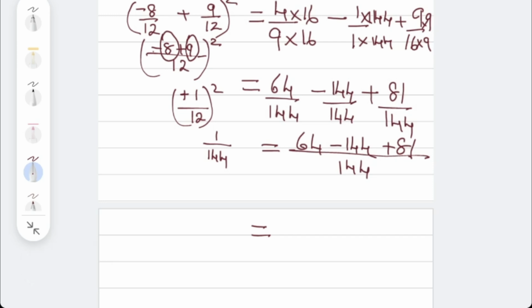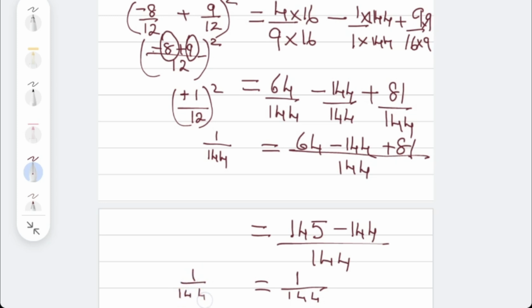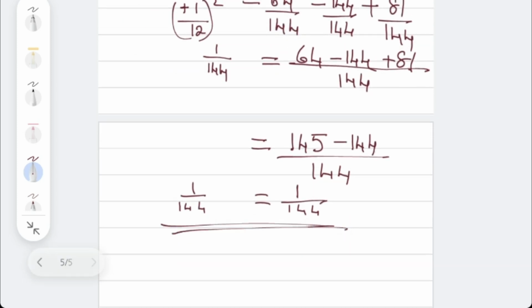When you add 64 and 81, both positive numbers, it is 145. The negative number I write as it is, and the denominator is 144. So 145 minus 144 is 1, and the denominator is 144. And here the right hand side and the left hand side are the same. All right, so we finish with this example 2, and now we are going to move on to example 3.